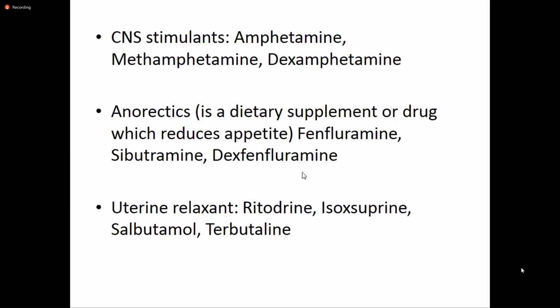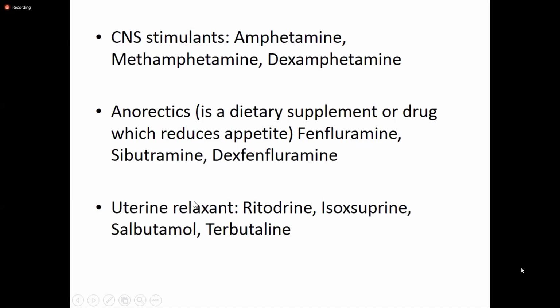And we do have the anorectic drugs. So it is a dietary supplement or a drug which reduces the appetite and is more used in patients who are suffering from obesity, because these are the drugs which reduce the appetite in those particular patients. And this group of drugs includes fenfluramine, sibutramine, and dexfenfluramine.